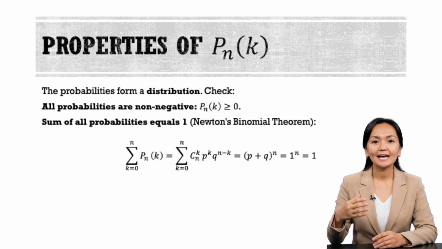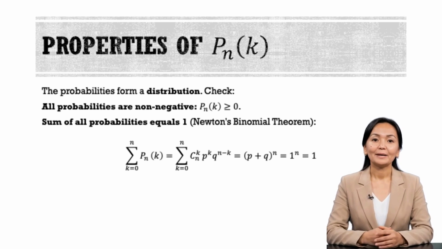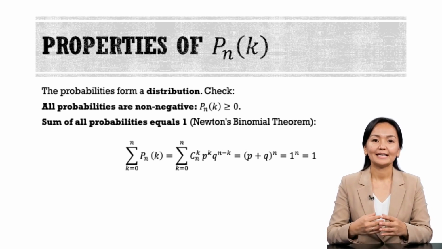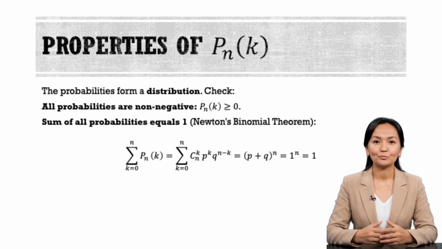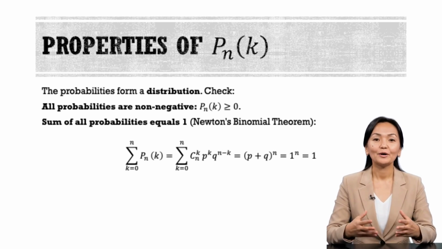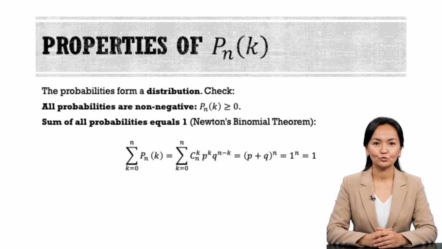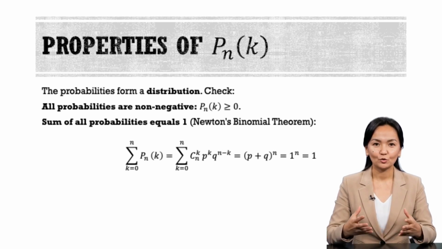The Bernoulli probabilities have some important properties. First, every probability p sub n of k is non-negative, which makes sense because probabilities can't be negative. Second, and more importantly, if you sum p sub n of k for all possible values of k from 0 to n, the total is exactly 1. Why? Because the sum is equivalent to applying Newton's binomial theorem to the expression p plus q to the power of n. But since q equals 1 minus p, p plus q is just 1, and 1 to any power is 1. So the sum of all probabilities is guaranteed to be 1. This confirms that we're dealing with a valid probability distribution.